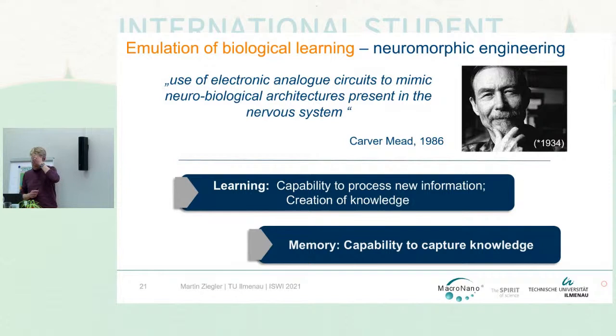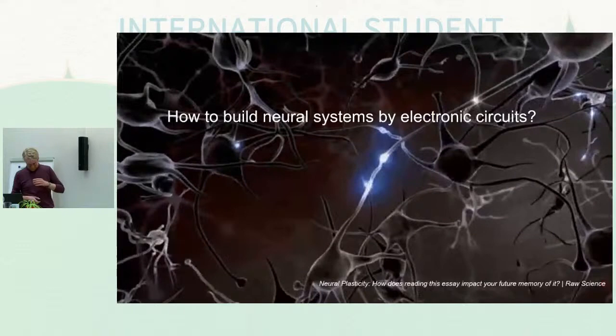These are learning and memory. Learning is the capability to process new information, the creation of knowledge, and memory is the capability to capture this new knowledge. So we're designing electronic circuits which can do both of them, inseparably linked in one architecture. Good, now, we found this nice GIF on the internet.